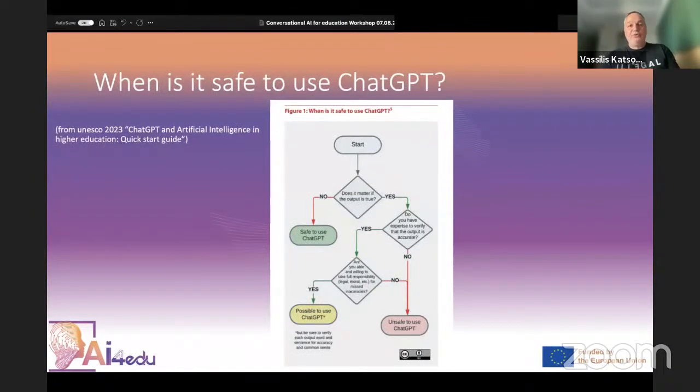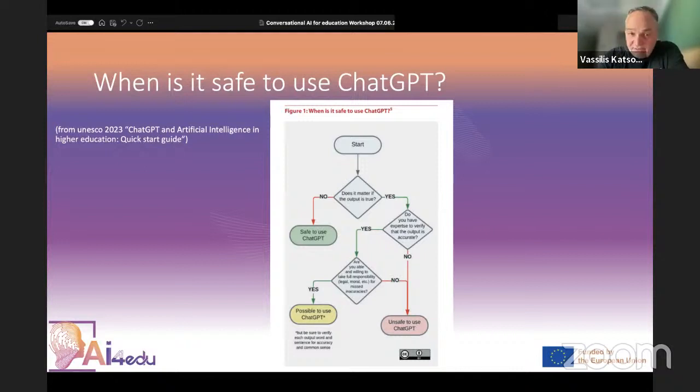When is it safe to use ChatGPT? You first have to answer the question: does it matter if the output is true? If it doesn't matter, then it's safe to use ChatGPT. If it does matter, then you have to ask another question.